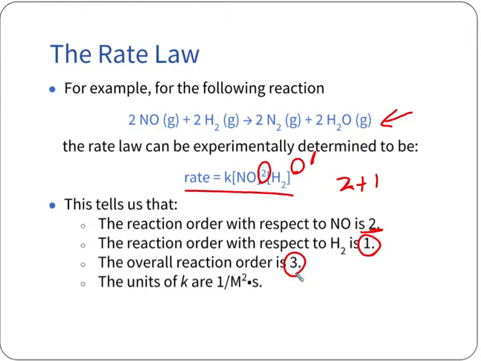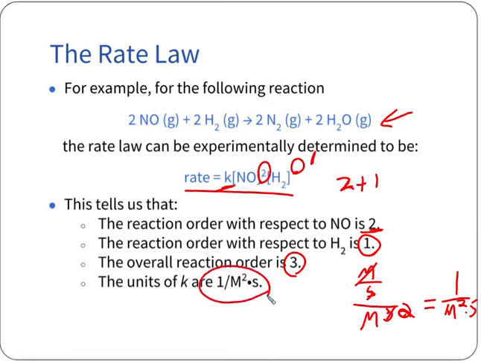The units of the rate constant K: because the reaction order is 3, it's going to be molar per second divided by molarity to the third power. The M is going to cancel out one of the 3, turning it into a 2 right there. And so that means we just end up with 1 over molar squared seconds for our unit for K. And so that's how we end up getting 1 over molar squared seconds right there.